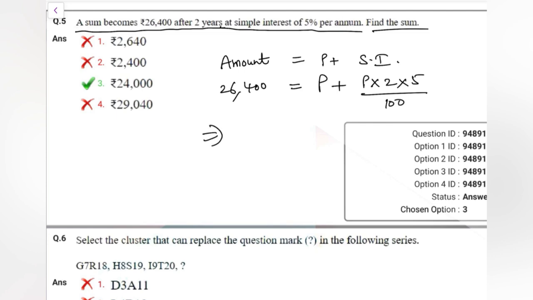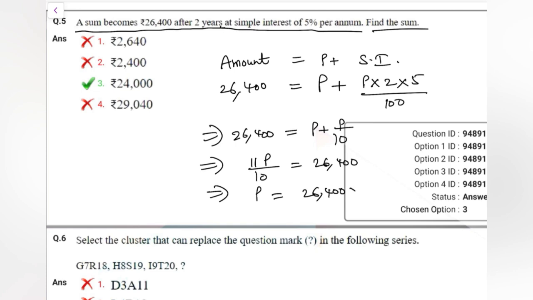It becomes 26,400 is equal to P plus P by 10, which implies 11P by 10 is equal to 26,400. So P is equal to 26,400 into 10 by 11, which is equal to 24,000 rupees. So option 3 is correct. So the sum is equal to 24,000.